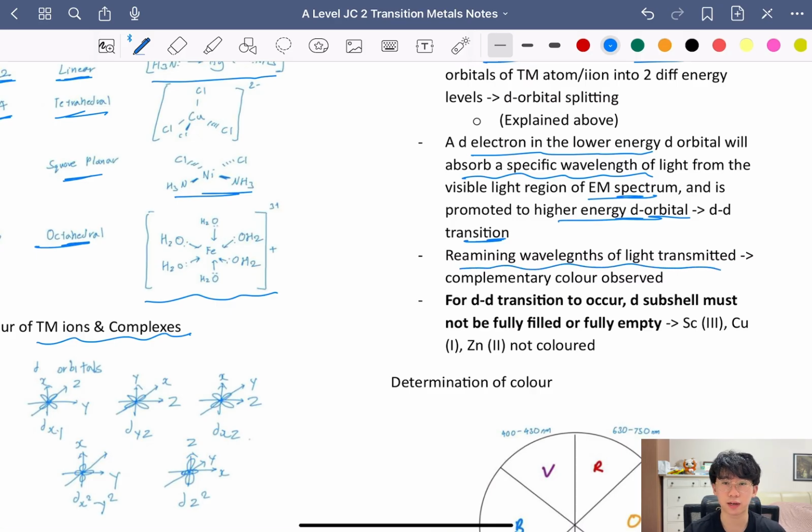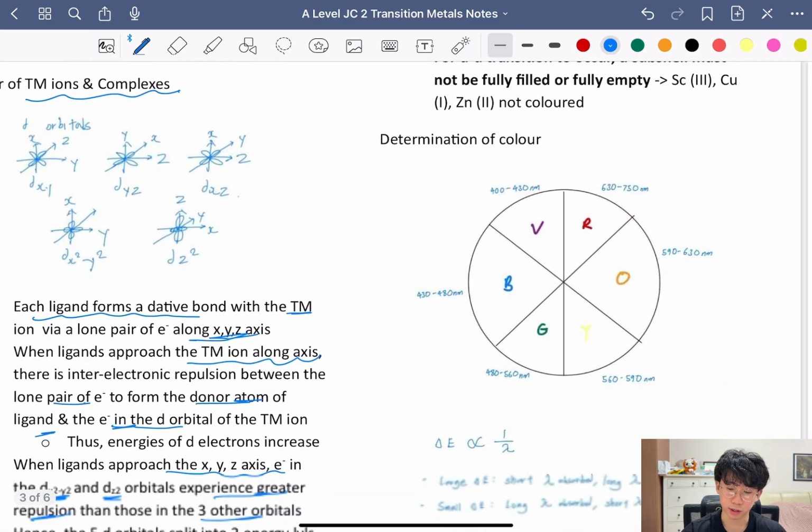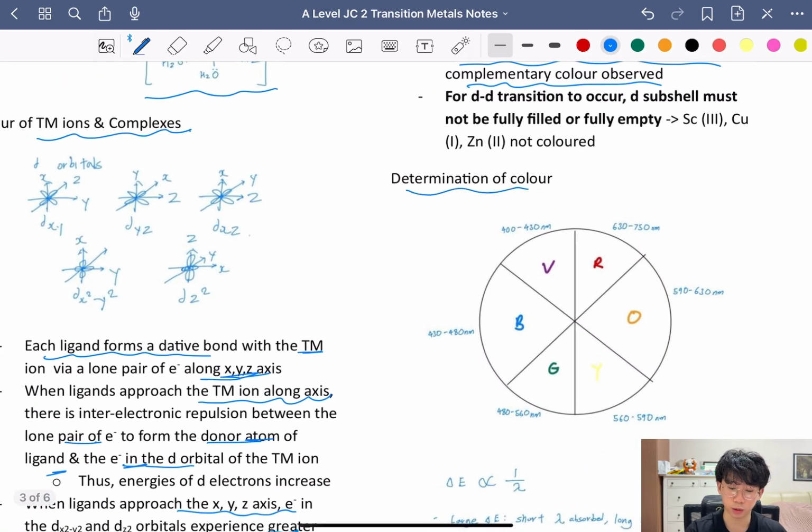And the remaining wavelengths of light that are transmitted or not absorbed would give the complementary color that is observed. So you can see from the color wheel down over here, which determines the color. If the wavelength of light absorbed corresponds to red, for example, then the color observed would be green. You will always get the opposite color from the color wheel. Do take note that for d to d transition to occur, the d subshell must not be fully filled or fully empty. Otherwise, you can't have promotion of the electron from a lower energy d orbital to a higher energy d orbital.